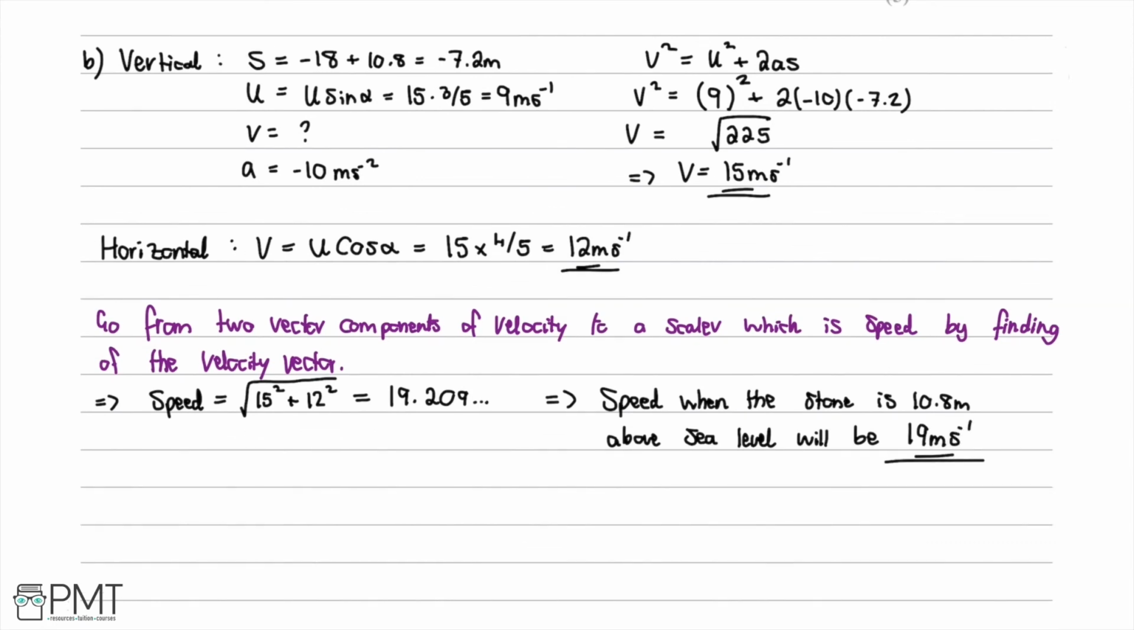So in this question there were 5 marks available. We receive our first mark for using this equation here to work out our horizontal component. We then receive our second mark for using this equation here with the correct values to work out our vertical velocity, and we then receive our third mark for having the correct vertical velocity. We then receive our fourth mark for knowing to find the magnitude, and then we receive our fifth and final mark for having the correct answer, which was 19 meters per second.